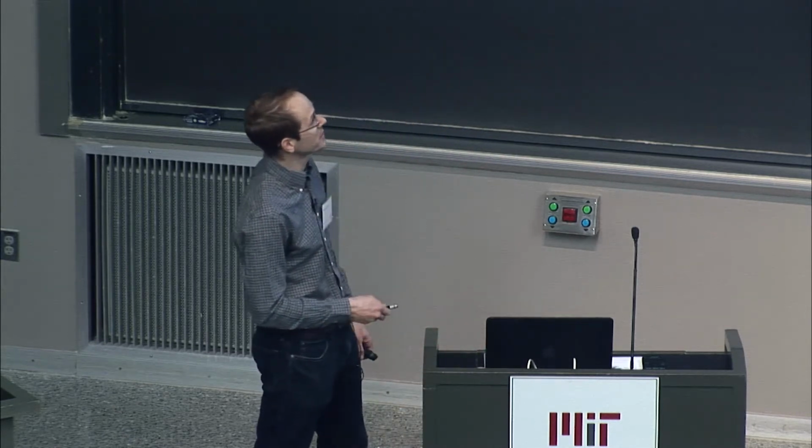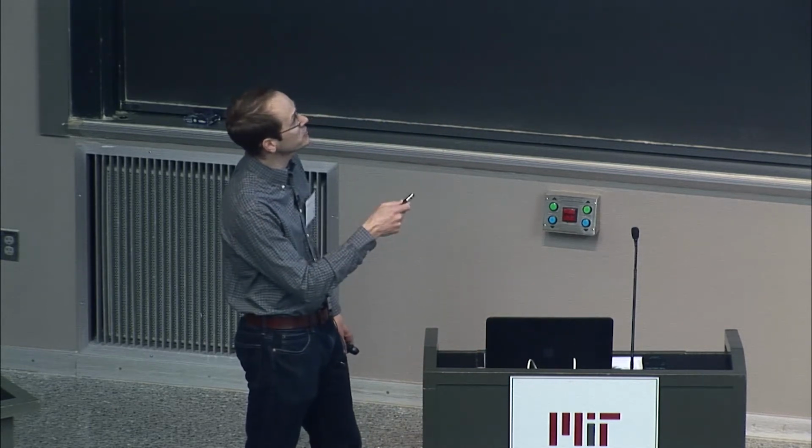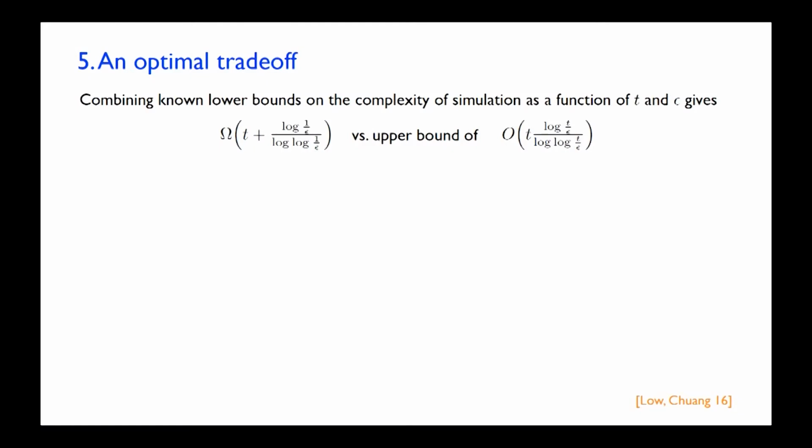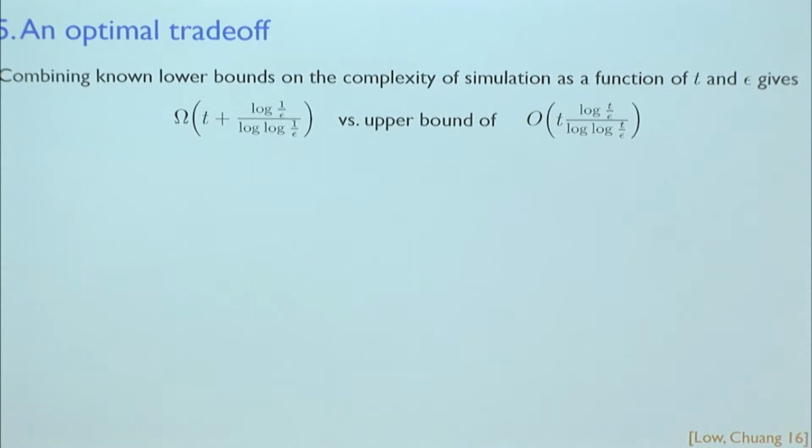If you combine the two lower bounds that I mentioned before, then you can see that you need an amount of time which grows at least like t plus this function of epsilon, log 1 over epsilon over log log 1 over epsilon. But the best upper bound we have is the complexity from the algorithm I mentioned on the previous slide. So it's close to linear in t and has this optimal dependence on epsilon. But this function, if you consider its joint behavior as a function of t and epsilon, can be a lot bigger than this one.